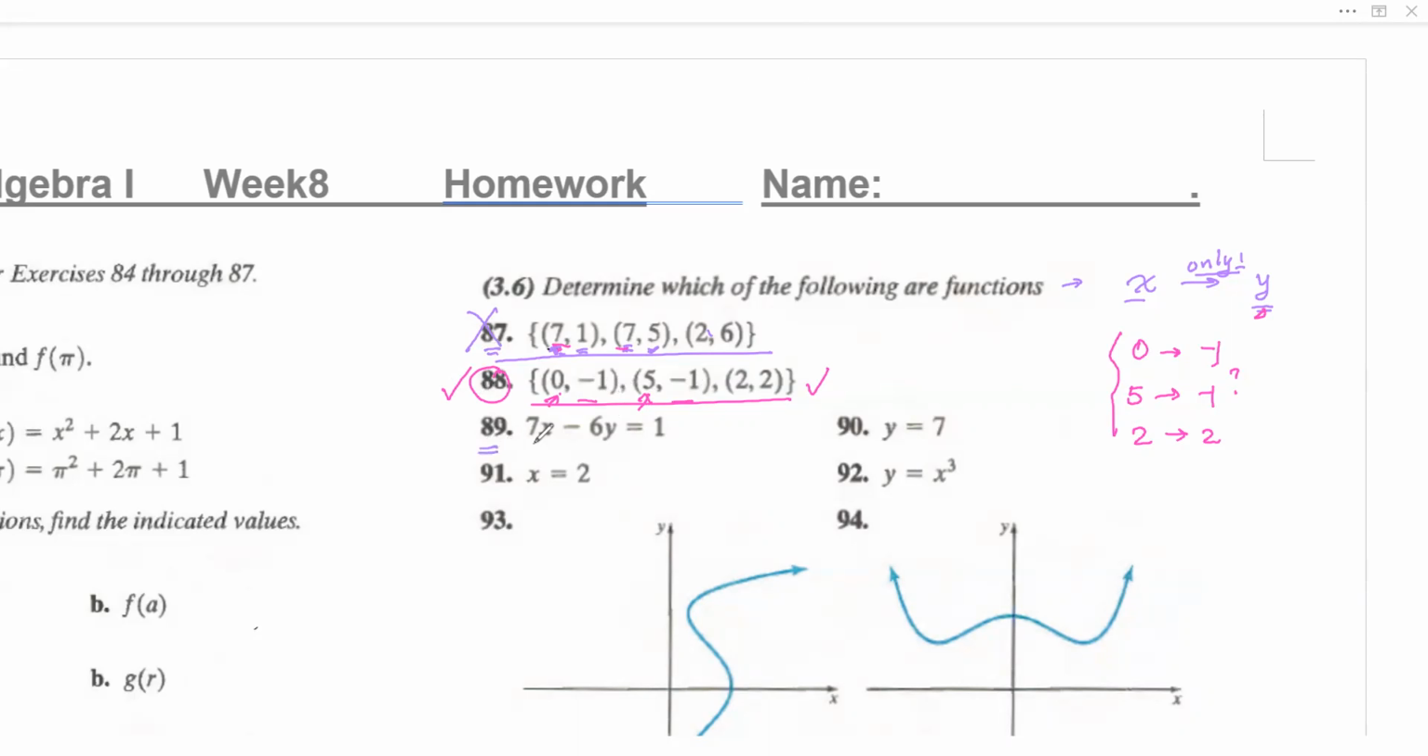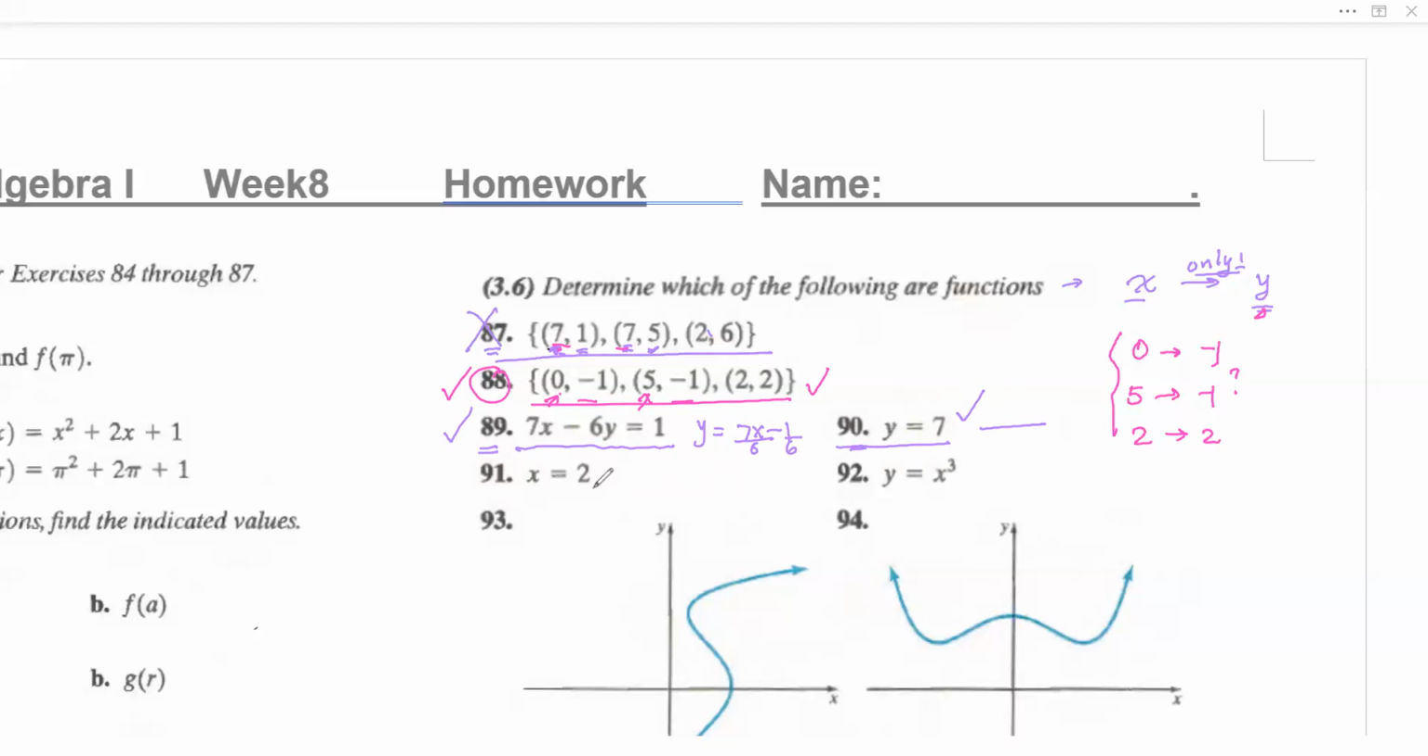89 here is a linear line. We can see this is a linear line because you do the proper transform: y equals 7x minus 1, divided by 6. So this is a linear line, so this is a function. What about 90? 90, y equals 7. This is a horizontal line. A horizontal line is a function. All right. 91, x equals 2.